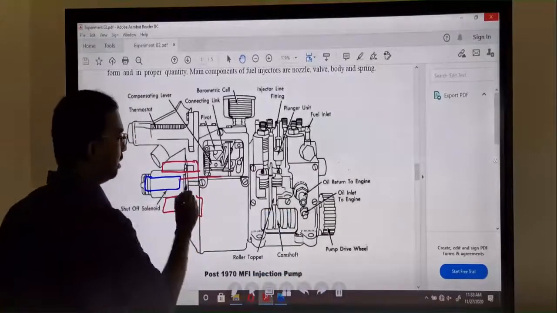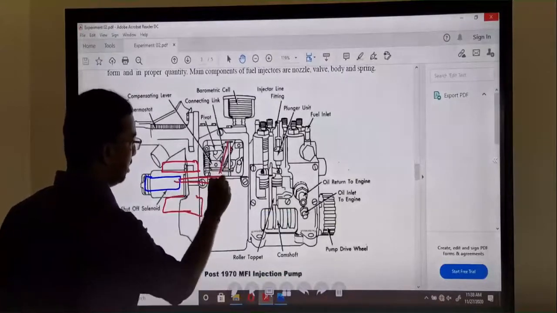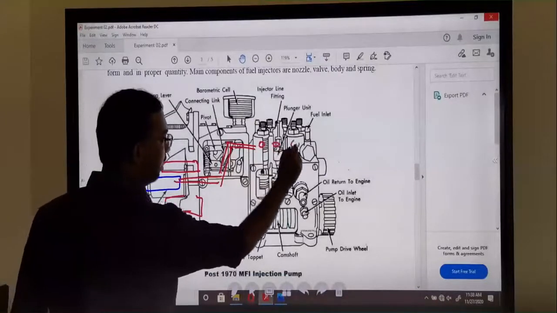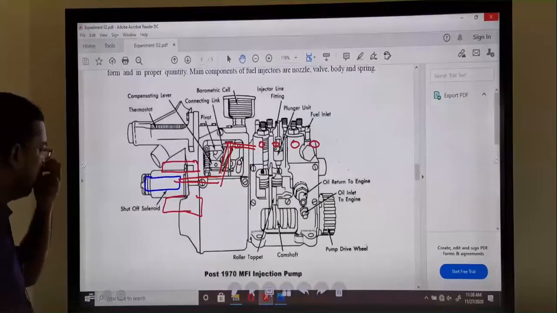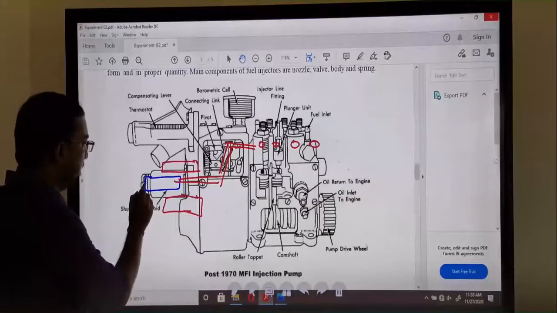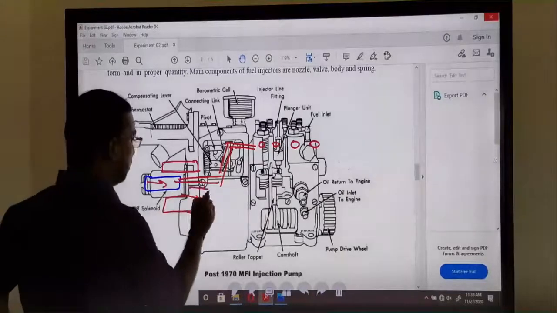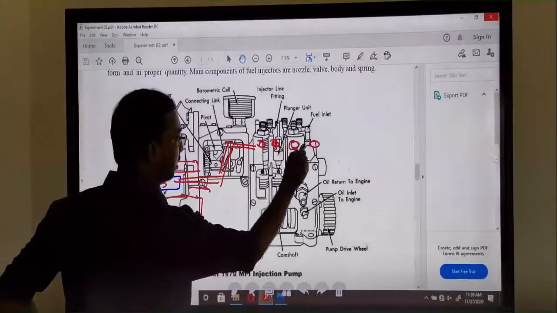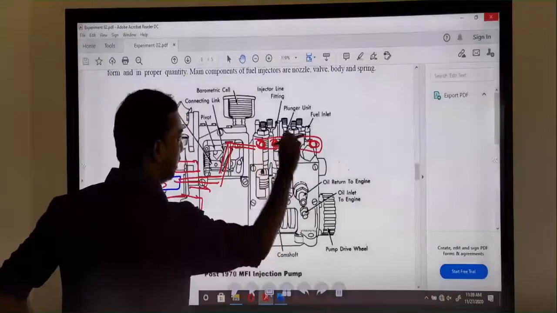This is connected with this lever. There is a lever that's connected like this. So now the fuel port is open. When this shut-off solenoid is energized, what will happen? This plunger is moved this way, so this lever also moves like this. At that time, this supply port will be closed because of this movement.